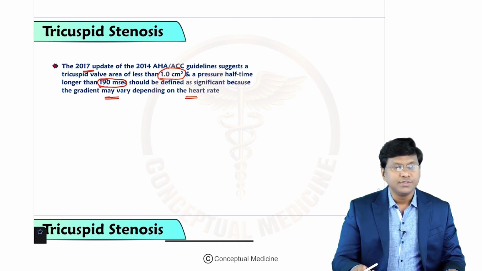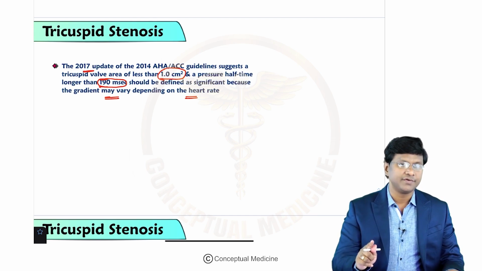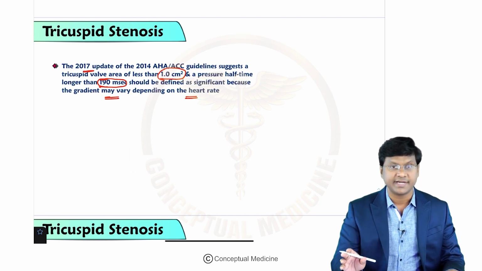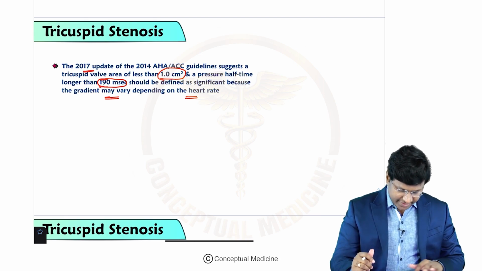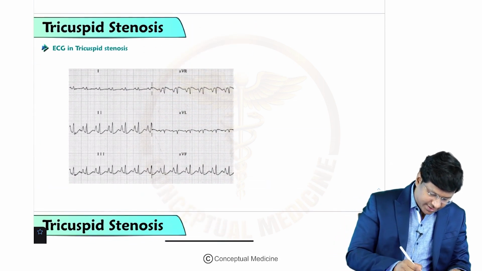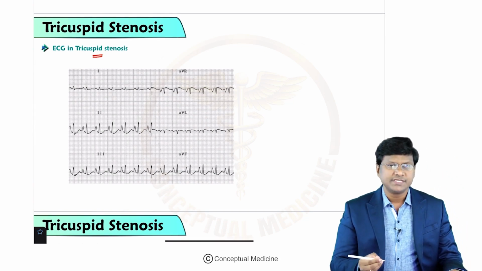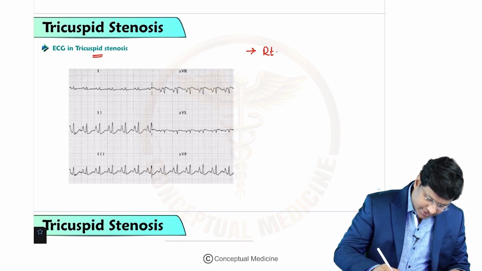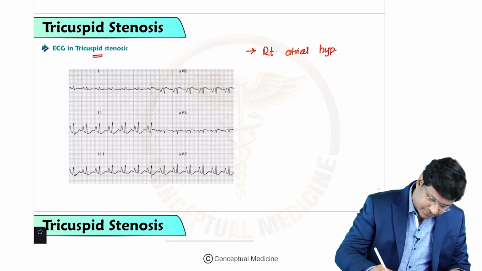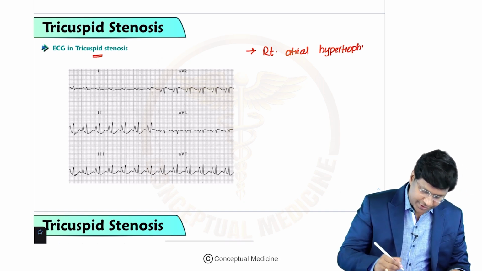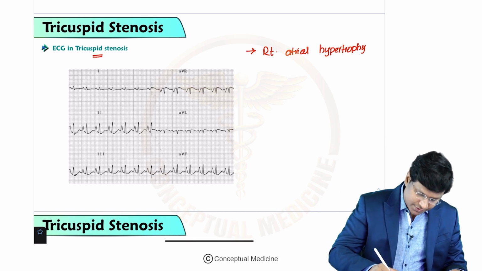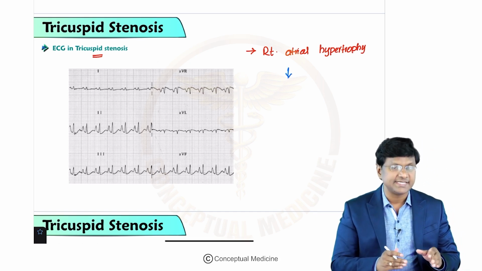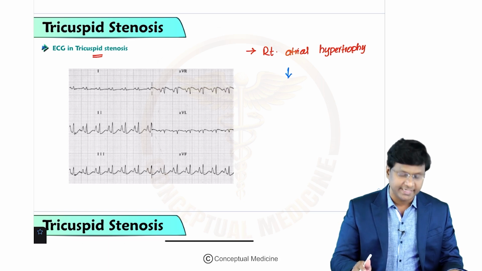Okay, now, the first line investigation is echocardiography. Confirmatory diagnosis is by cardiac catheterization. And what will be the ECG in patients with tricuspid stenosis? In patients with tricuspid stenosis, you will observe right atrial hypertrophy. So how will you be able to make out in the ECG that there is right atrial hypertrophy?